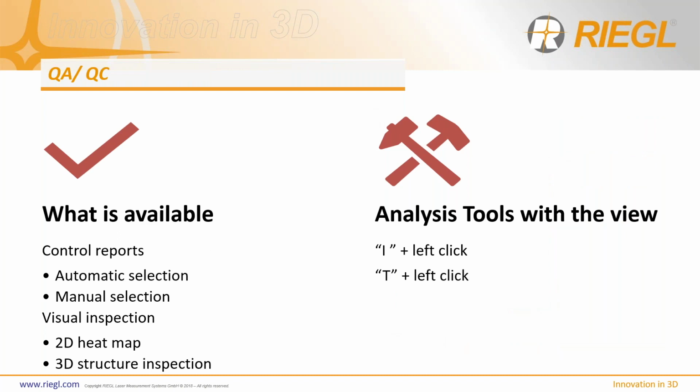So that's a bit on workflows. We're going to move right into the QA/QC. So what do we have available? Well, we have control reports, automated selection, where you can have it automatically find the center of known targets. I mentioned last webinar, we have chevrons, we have rectangles, we have flat circular discs, and we have checkerboard patterns available to you for the computer algorithm to go check and find where there's issues.